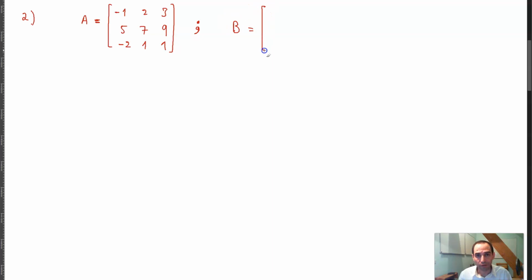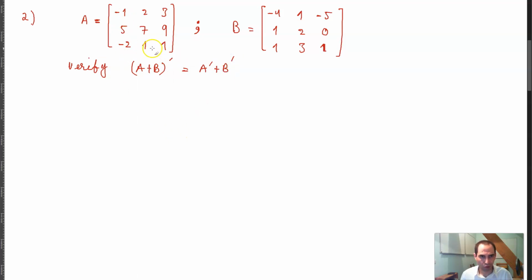And I have some other matrix B, which is equal to -4, 1, -5, and 1, 2, 0, and 1, 3, 1. I want to verify that A plus B whole prime is the same thing as A prime plus B prime, right?